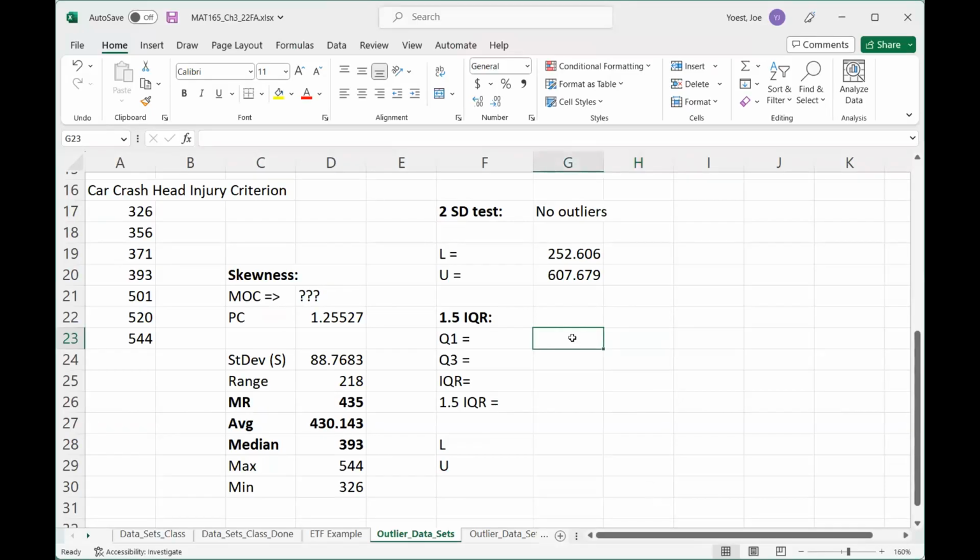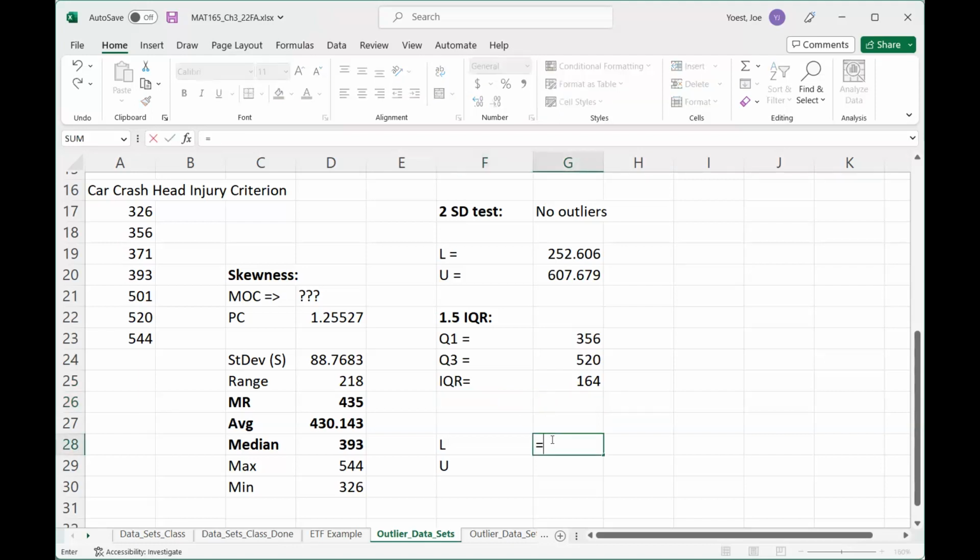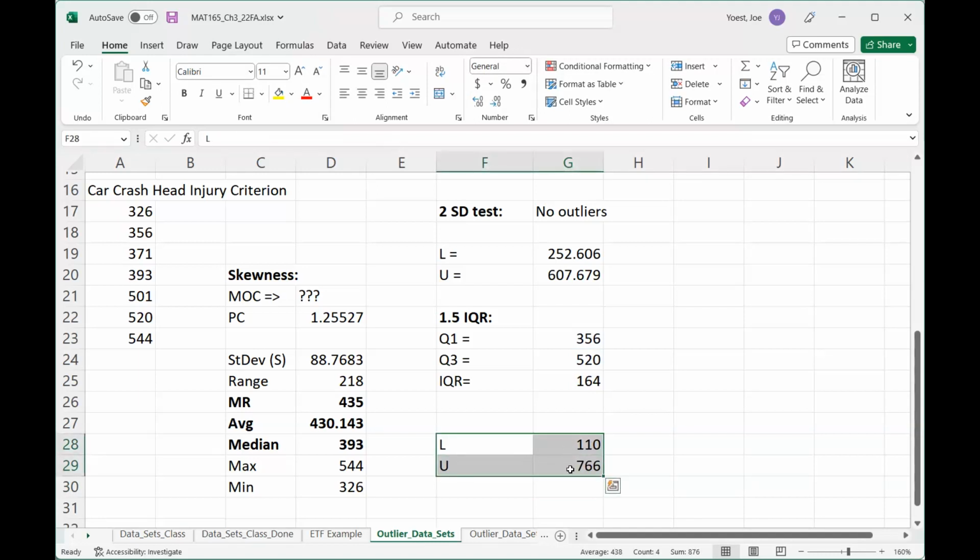So I see that Q1 is the second lowest number and Q3 the second highest. And IQR is the difference of those. In this case, I'll just put the 1.5 directly in L and U. So I want for the lower bound Q1 minus 1.5 IQRs. For my upper bound, Q3 plus 1.5 IQRs. And I see I get a lower bound and an upper bound of 110 and 766.